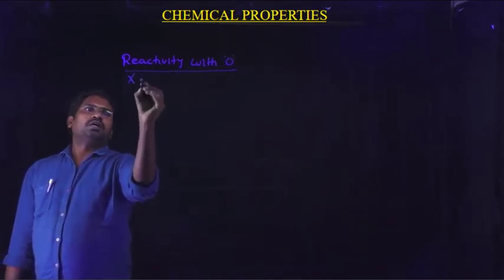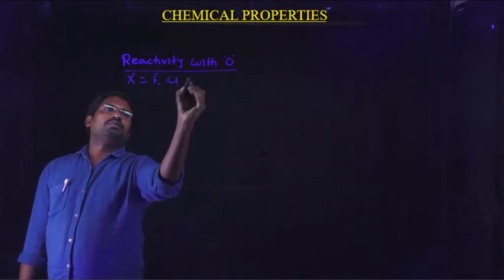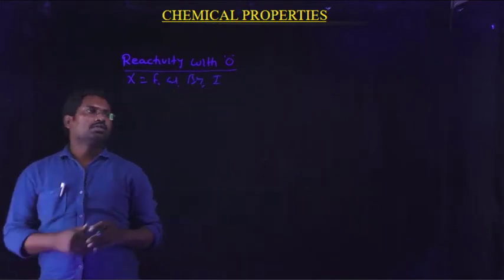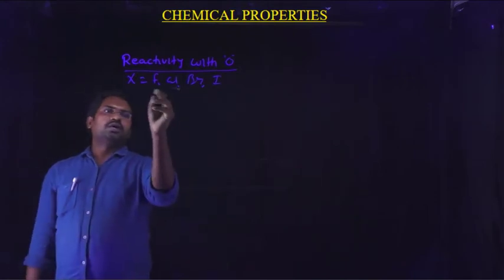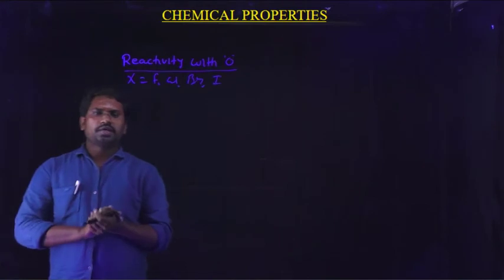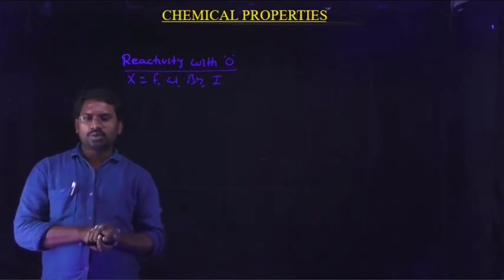So what are the halogens? Fluorine, chlorine, bromine, iodine. Astatine is radioactive in nature, so we leave it out. Generally, halogens react with oxygen to form their respective oxides.